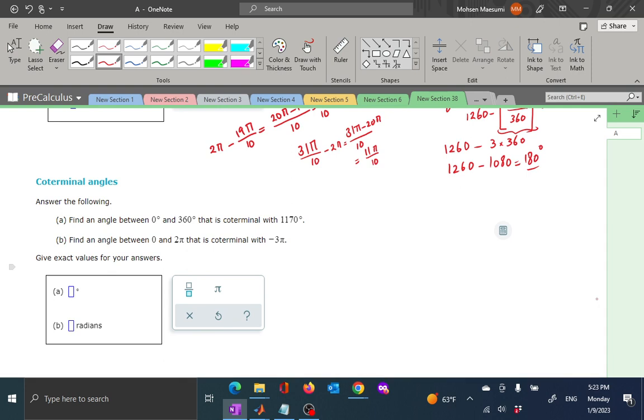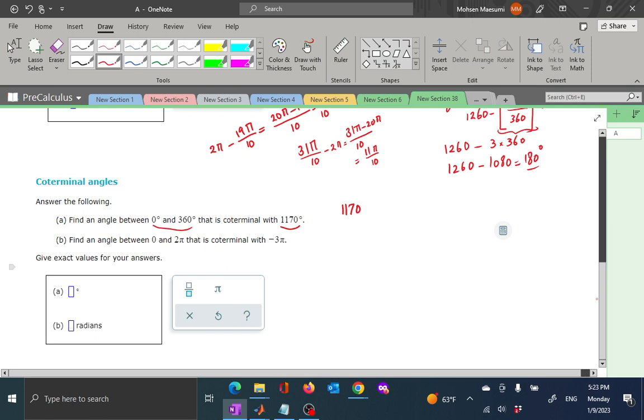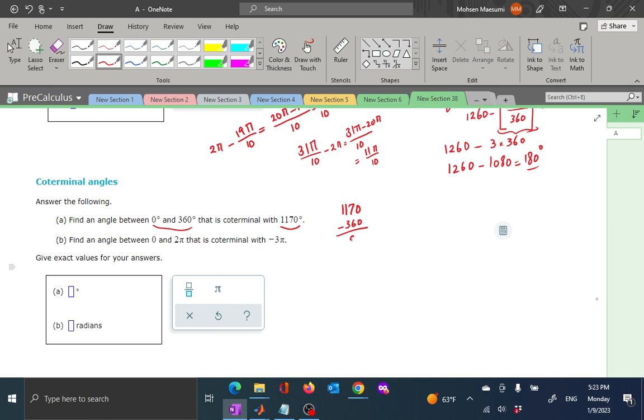Between 0 and 360, find an angle between 0 and 360 that's coterminal with 1170. So again, the easy way: keep shaving off from this until you are in the range you want. This way doesn't require any formulas. You just subtract 360, you get 810 degrees, still more than 360. Subtract again, so this is 450, and subtract again, and then finally come down to a recognizable angle.